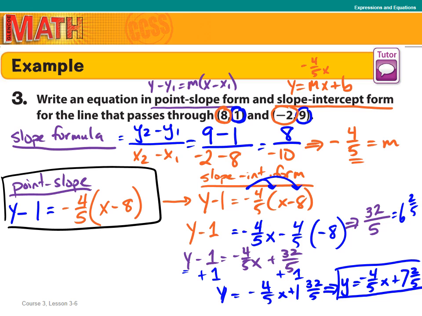So it all starts, boys and girls, with the slope formula, because all we have are 2 points. Those 2 points we can use to find the slope formula. Once we find the slope formula, that's our first step, then we move to our point slope form. Once we have our point slope form, we can move to our slope intercept form. And now we have both answers that are required, which are the point slope form and the slope intercept form for the line that passes through (8, 1) and (-2, 9). And we can check this by graphing both of these lines.